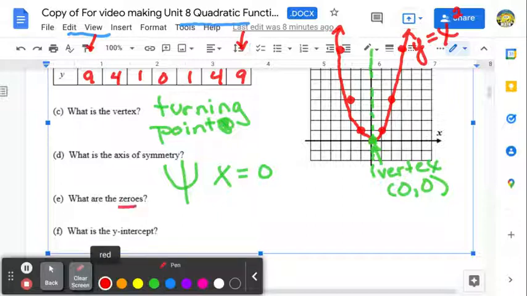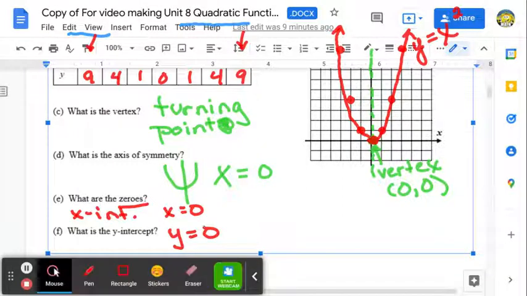Another word, zeros are x-intercepts. In this case, we got x equals 0. And y-intercept is where the graph crosses the y-axis. In this case, y equals 0. This is the most basic of all quadratic functions. It's called a parent function. Okay, we will move on to more complicated types.